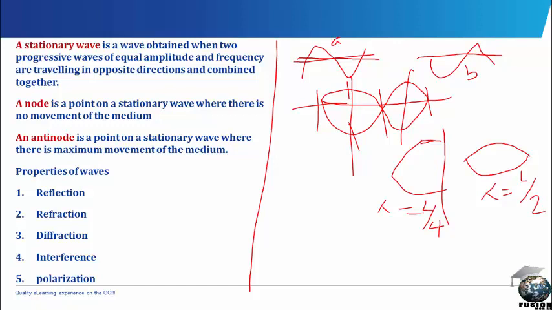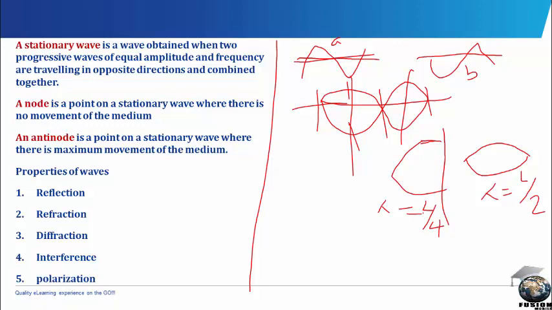Now, properties of waves. You have reflection, which is the bouncing back or bouncing away of wave particles when it encounters an obstruction or obstacle on its path of propagation. Refraction. This is the change in speed or direction of wave when it's traveling through the boundary of two media of different densities. Diffraction is the ability of a wave to bend around an obstacle.